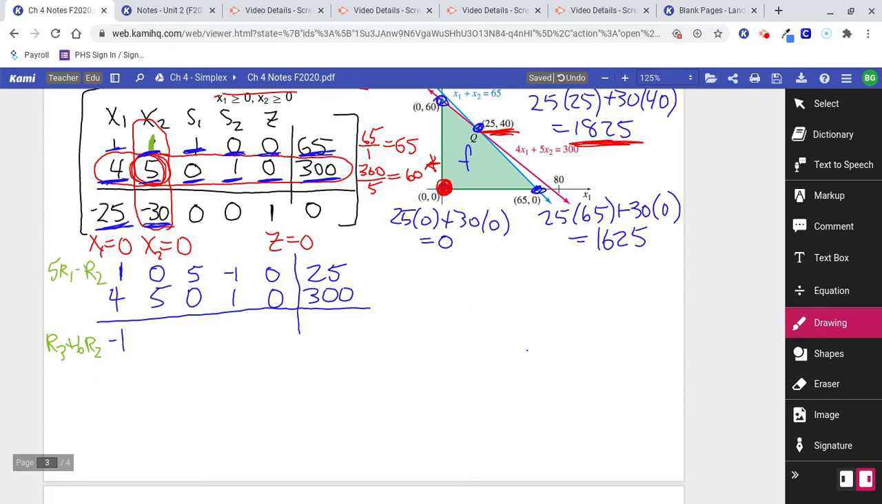So row 3 plus 6 row 2s, well, that's 0. That was my whole point. And this plus 6 of those is 0. And this plus 6 of those is 6. This plus 6 of those is 1. And this plus 6 of those is 1,800.